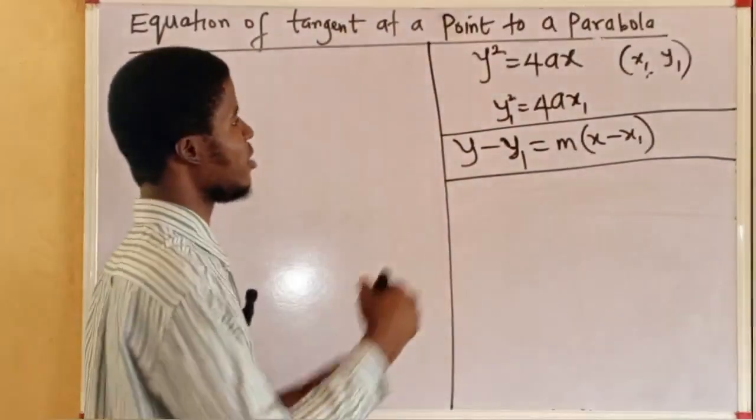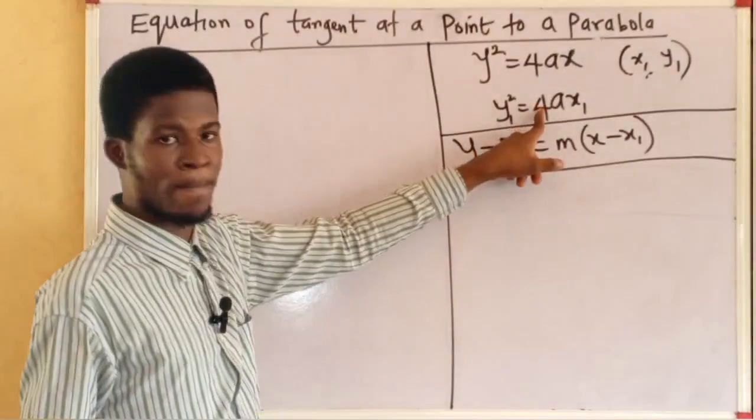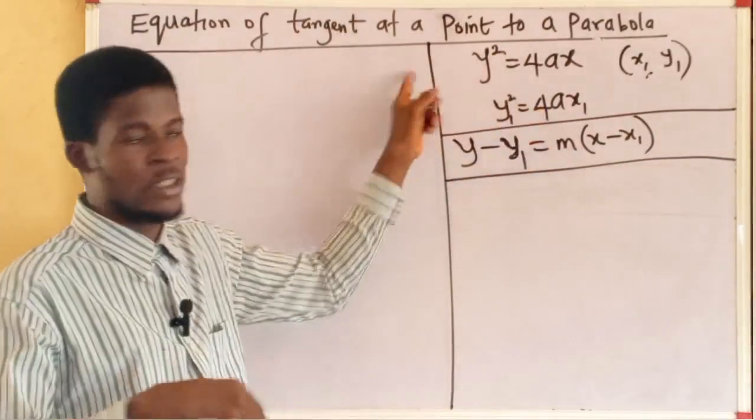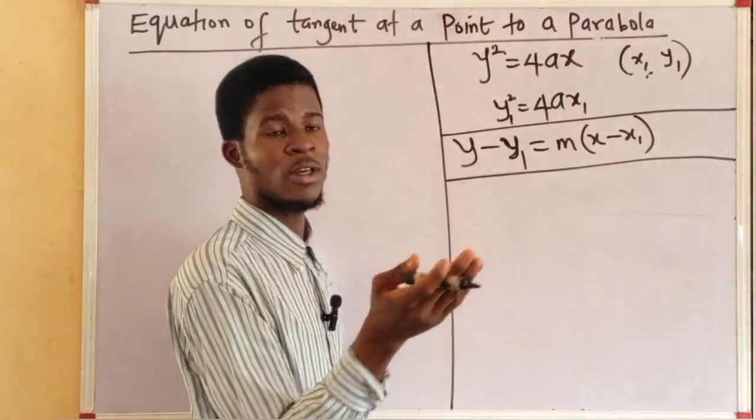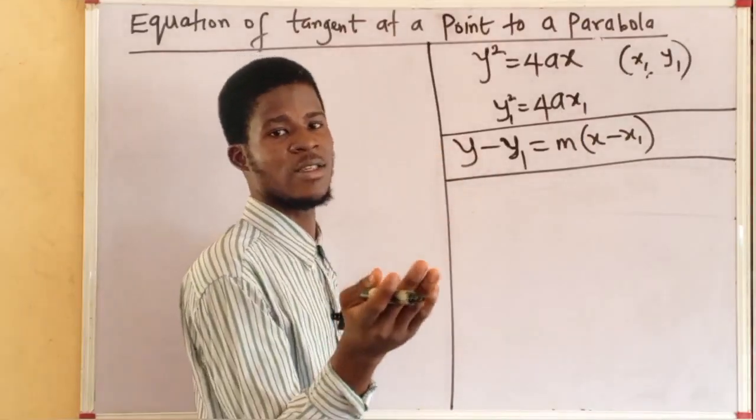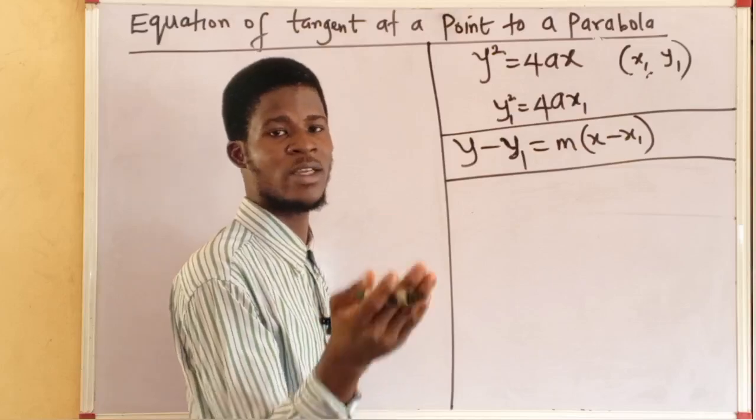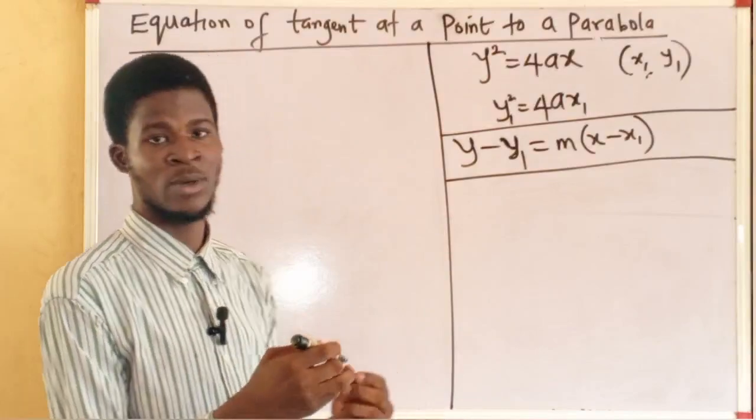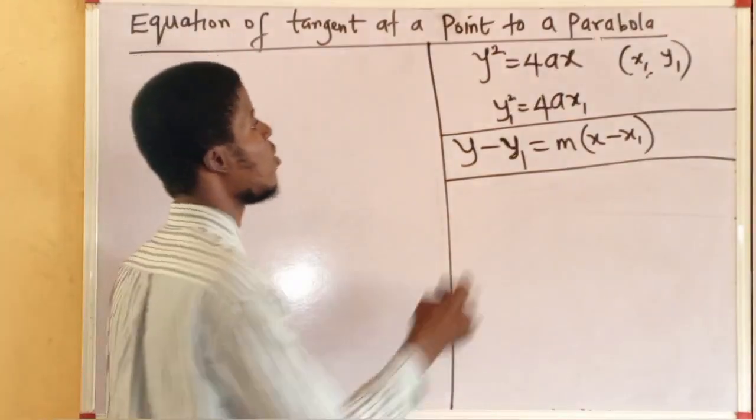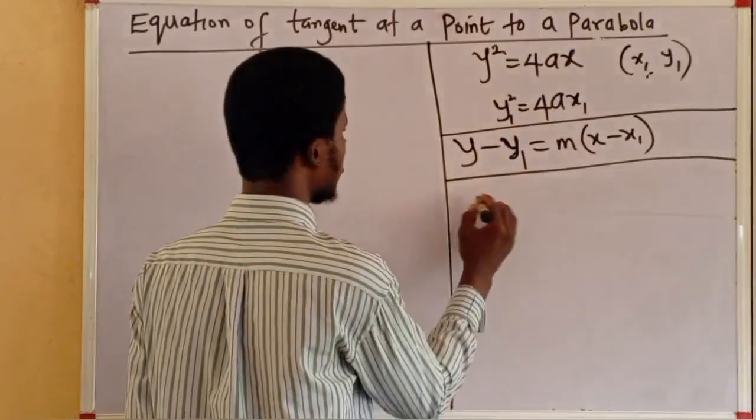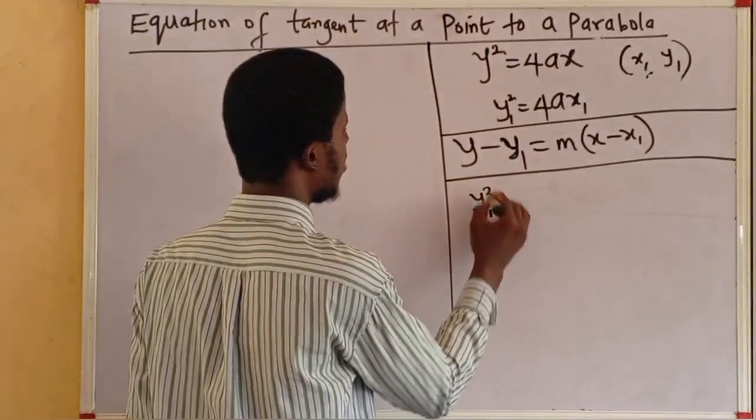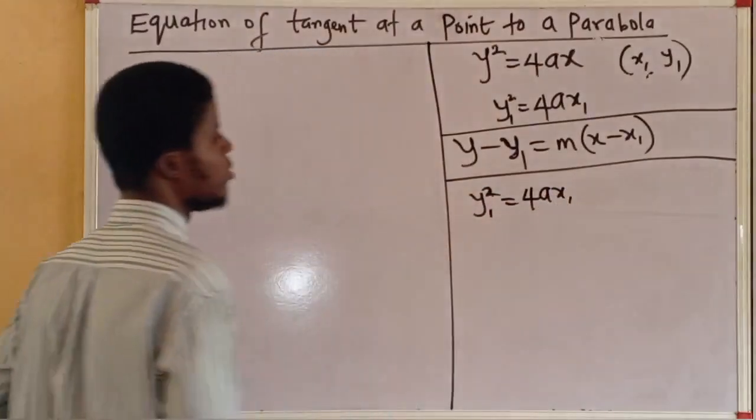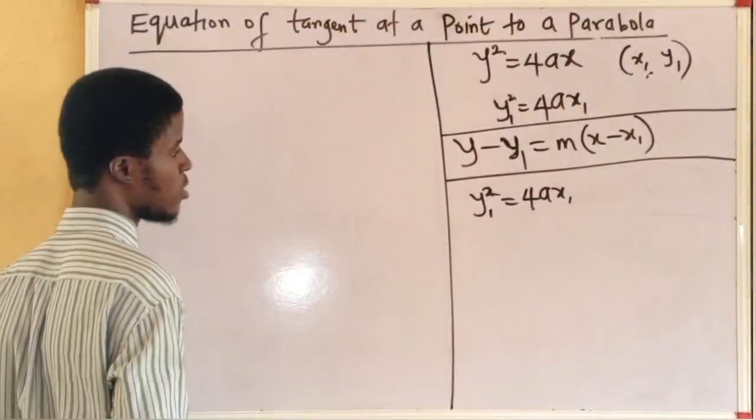So I want to determine the gradient of this parabola and set that equal to the gradient of the tangent. Since it is a curve, dy/dx gives the gradient. In calculus, gradient is the rate of change of y with respect to x, which is dy/dx. So I want to differentiate this equation, y1 squared equals 4ax1, with respect to x.